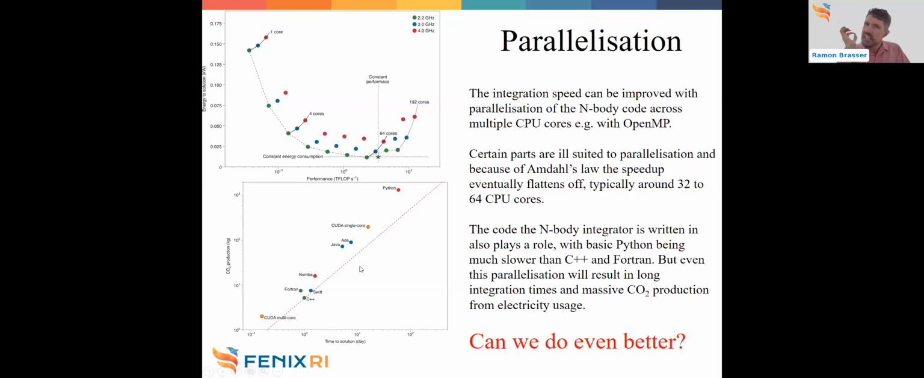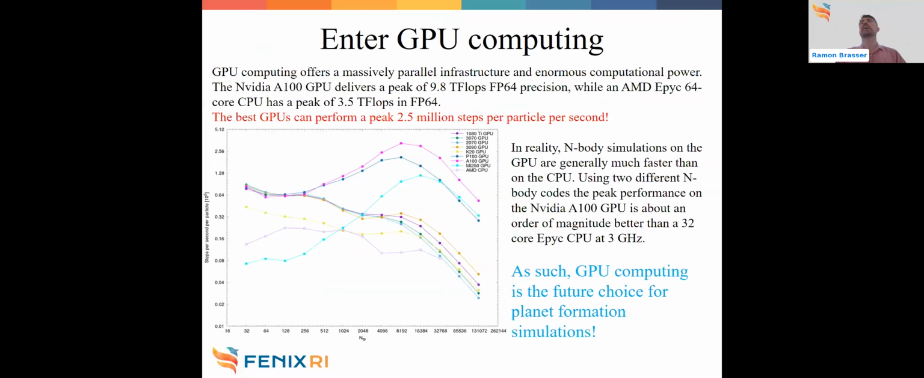But can we do even better than just using a high number of CPU cores? And the answer is yes. And that is where graphics cards come in. So enter GPU computing, graphical purpose computing. It is a massively parallel infrastructure with enormous computational power. The top of the line GPU is the NVIDIA A100, which costs about 10,000 euros each. And it has a peak performance of almost 10 teraflops in double precision. FP64 is double precision, 16 digits. While an AMD EPYC 64-core CPU has about a third of that in double precision.